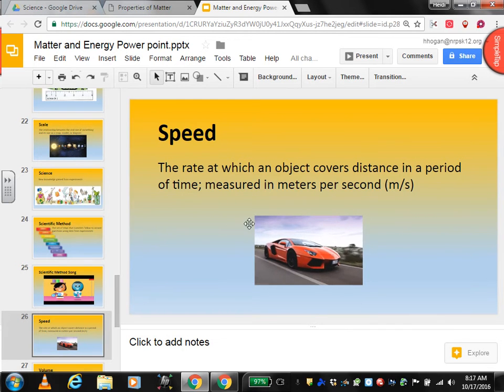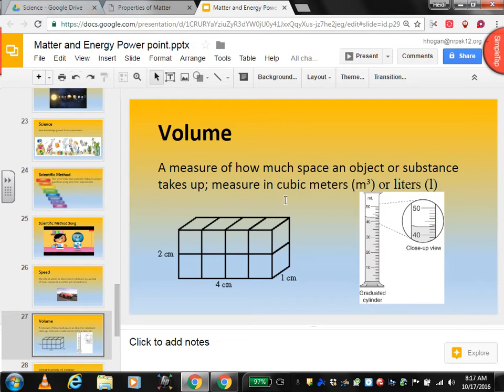Speed is the rate at which an object covers a distance. So how fast you can go from one spot to another. And we had fast, medium, and slow for our marble speed and collision experiment. And volume is how much space an object takes up. So for instance, in this graduated cylinder, this tells us how much volume this water takes up, and it's 45 milliliters. It can also be for a 3-dimensional shape, how much space it takes up.